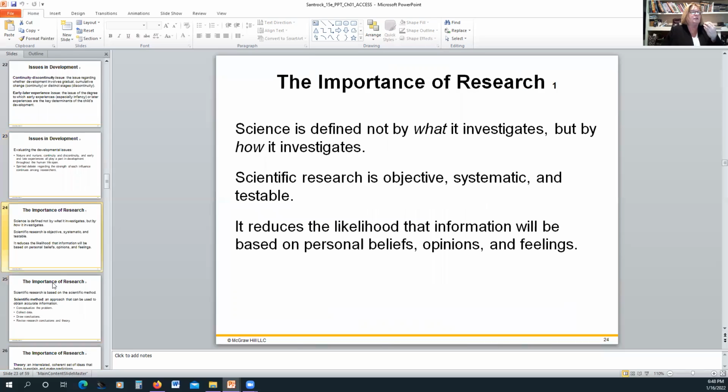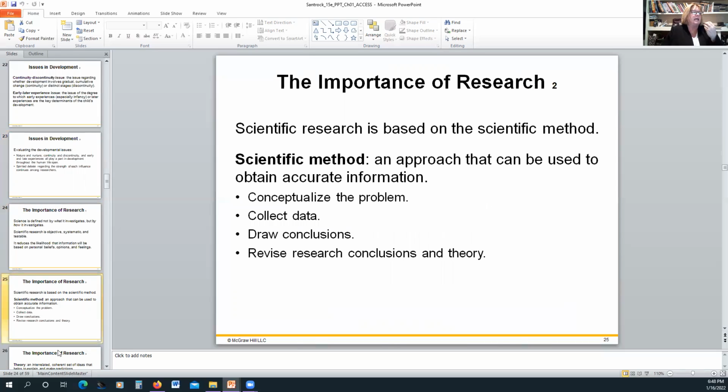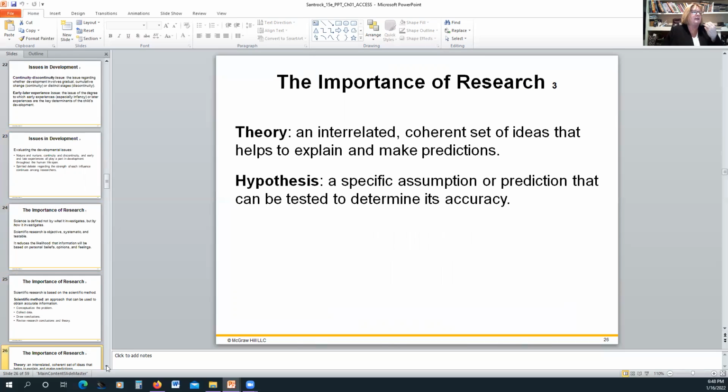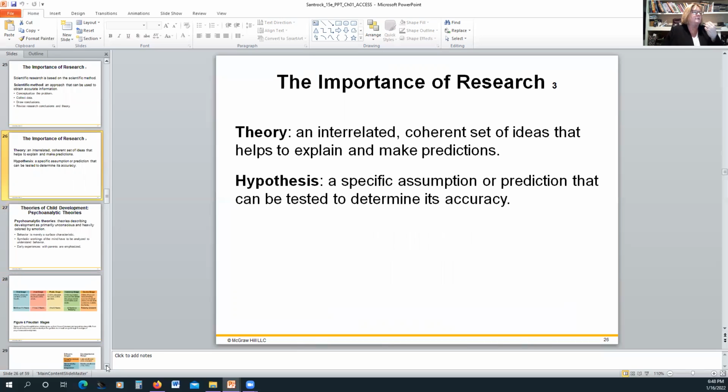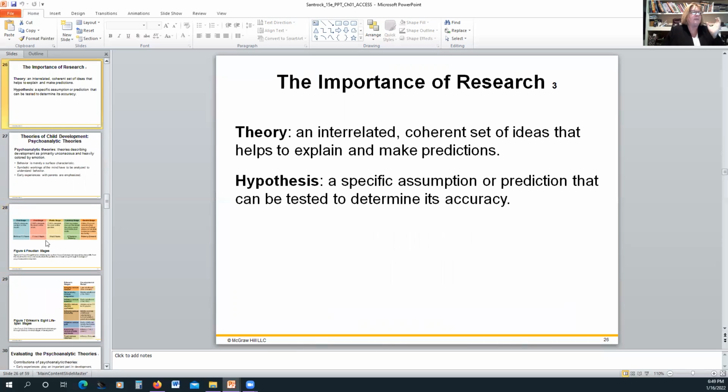Then the end of your book just goes into the importance of research. It goes into the scientific method, a little bit about that, at the very end of this chapter. This is why I'm not lecturing on every slide. There are 59 PowerPoint slides in your first chapter. Yes, I said 59.